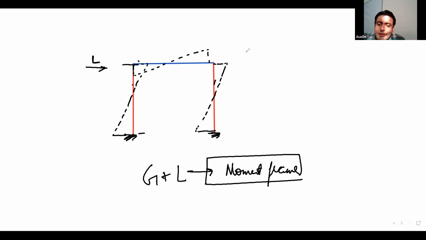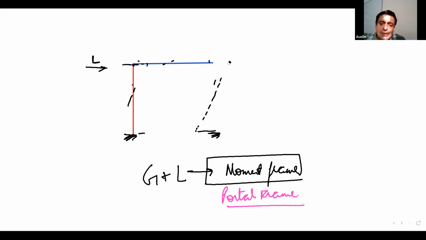So this moment frame system, we also call it the portal frames. Now, let us take one more system, and assume that my beams are simply supported on the column. All right. So now let us assume that I have a beam which is simply supported on the column.